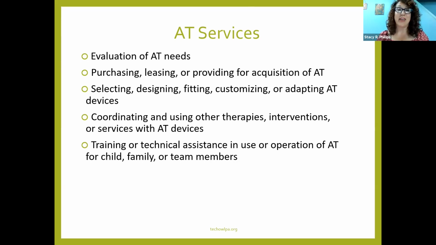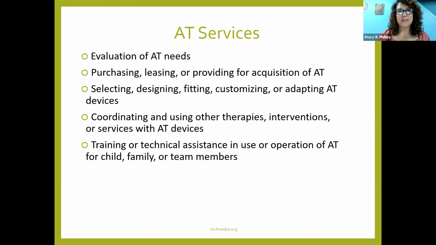So designing, fitting, customizing, or adapting those AT devices. And adapting is an important part of this process. That's why the higher tech devices are more specified and customizable and can be adapted to meet the student's needs.